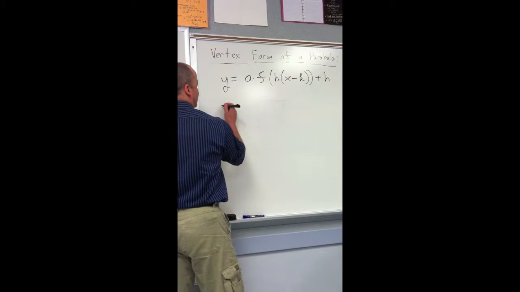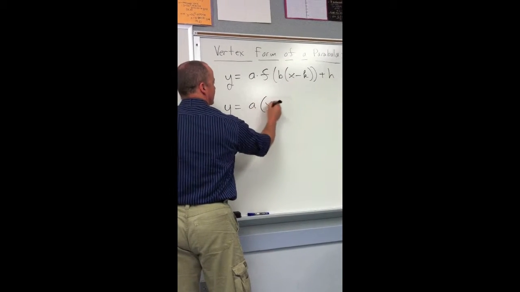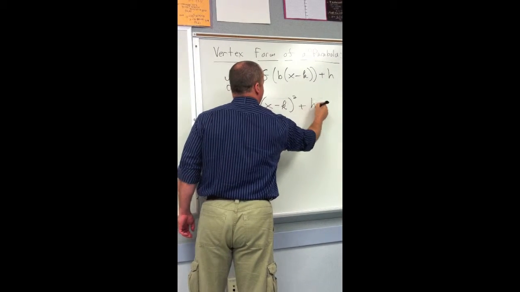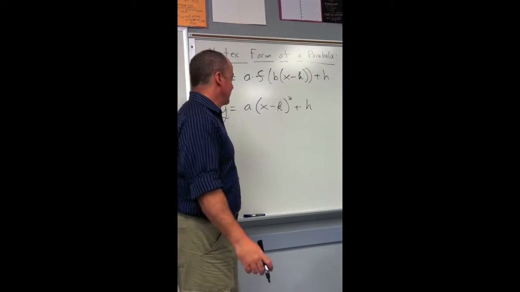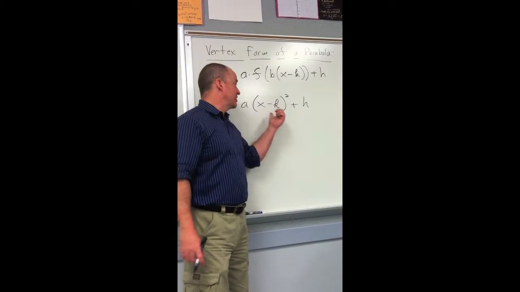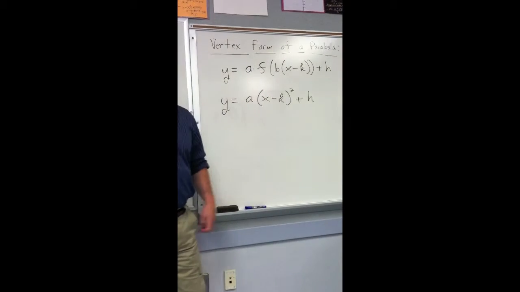On a parabola, we're only going to deal with y equals a times x minus k squared plus h. The reason why there won't be a b is we're going to use completing the square in some cases to get to this form, and when you complete the square, you always factor out so the x has a 1 in front of it. Okay?